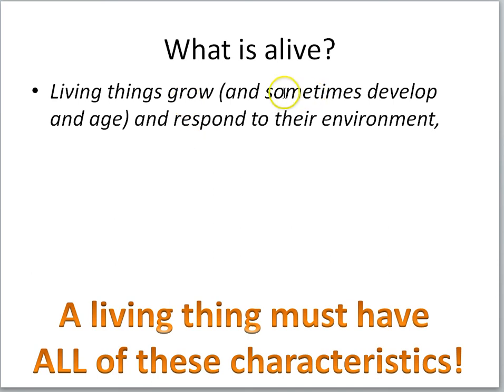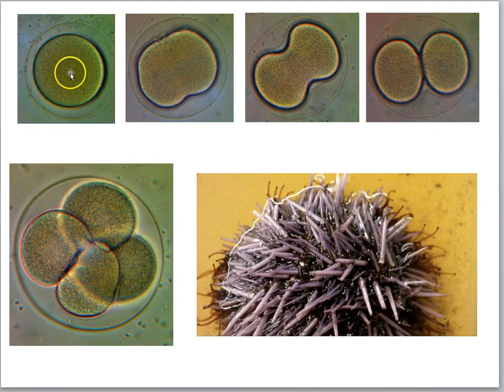Living things also grow and sometimes develop and age and respond to their environment. For instance, this is a sequence of pictures that shows the first cell division in the embryo of a sea urchin. So here's a sea urchin. And this would be the fertilized egg. So a sperm cell has just entered the egg cell, and then what happens next is that single cell, fertilized egg, will divide into 2 cells. And then those 2 cells will divide into 4 cells, and soon you'll get a sea urchin.